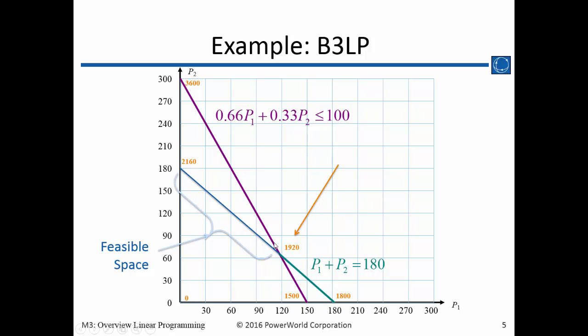Just to simplify things, we can represent the power balance constraint by this line right here, which is P1 plus P2 equals 180. That's the load. So that constraint can be satisfied by an operating point that's anywhere on this line. At one extreme, we could get 180 megawatts from generator 2 and 0 megawatts from generator 1.